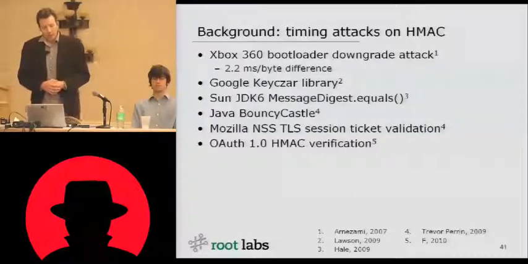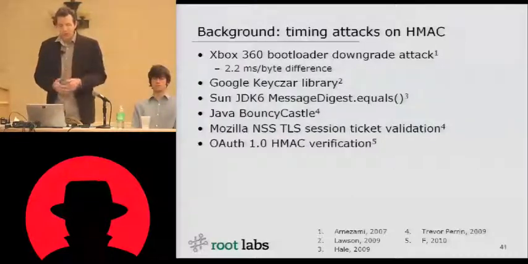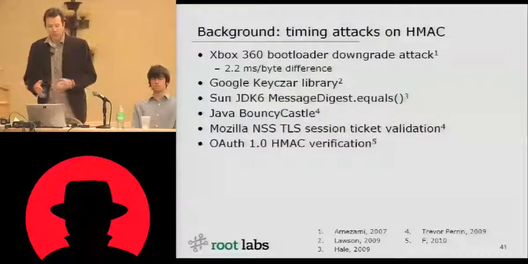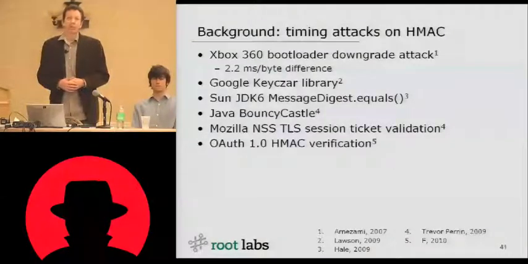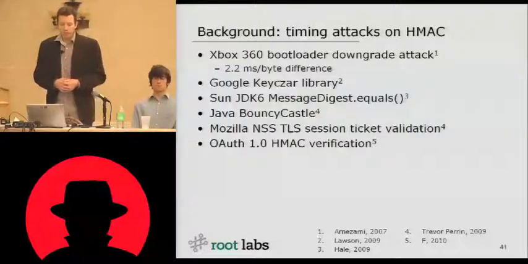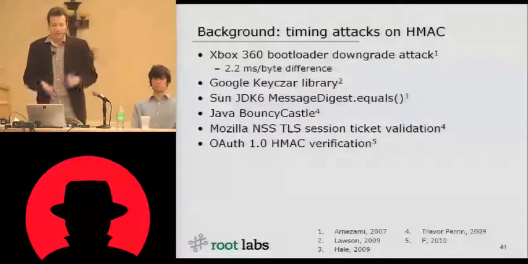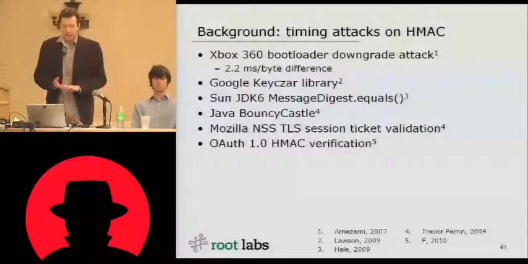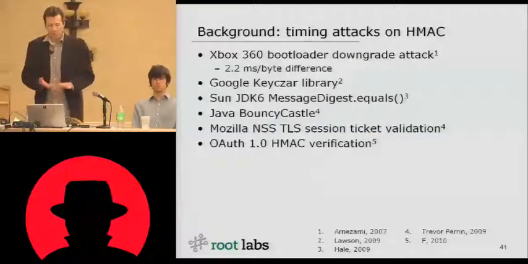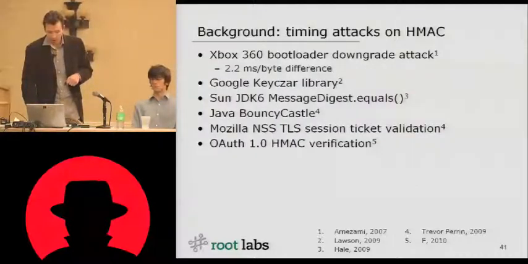Another announcement was in the Google Keyczar library, which is a multiple language implementation of various cryptographic things for web toolkits. And it had a timeable HMAC comparison. Then Sun's JDK6 MessageDigest isEqual function, Java Bouncy Castle, Mozilla's NSS TLS session ticket, which we'll talk about more in a minute, and then finally an OAuth 1.0 HMAC verification. That was actually Sebastian Martini. I got the name wrong on that one.